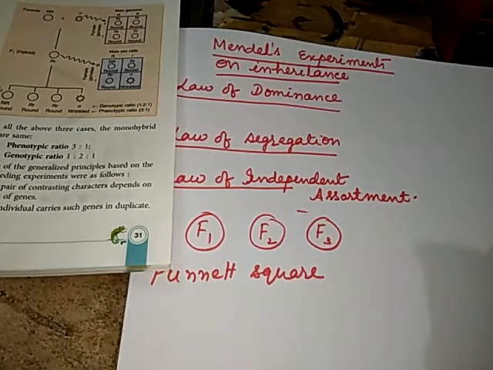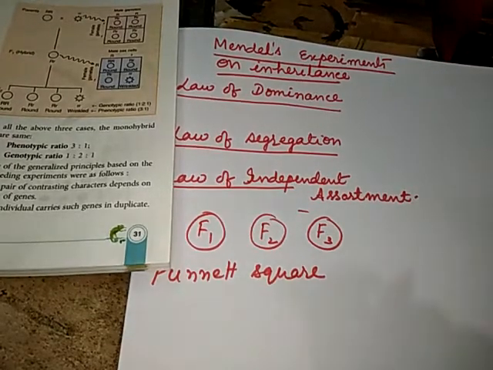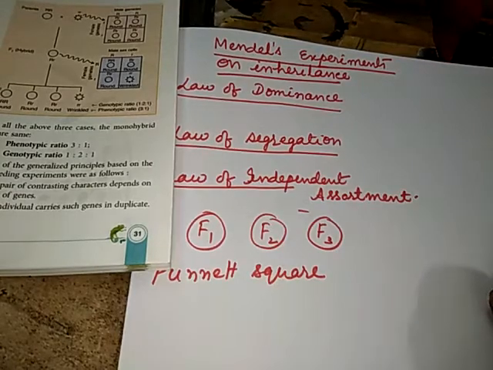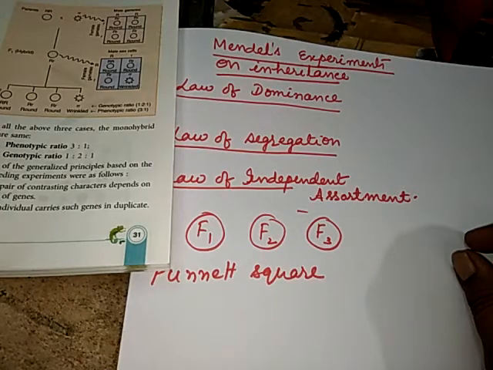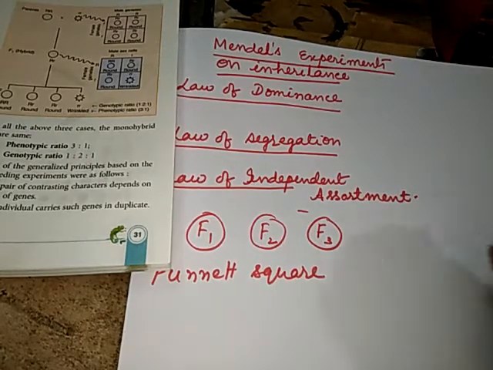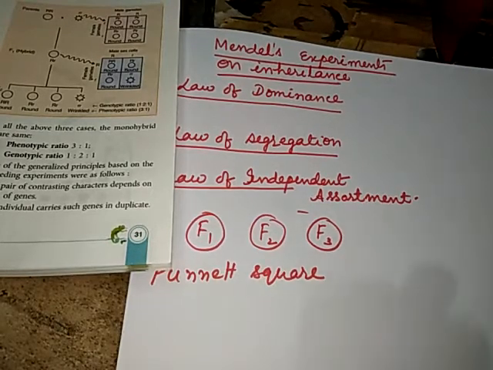Those characteristic features are, number one, the color of the flower, purple and white. Purple is the dominant one and white is the recessive one. Seed color is yellow or green; yellow is dominant and green is recessive. Seed shape is round or wrinkled; round is dominant and wrinkled is recessive.